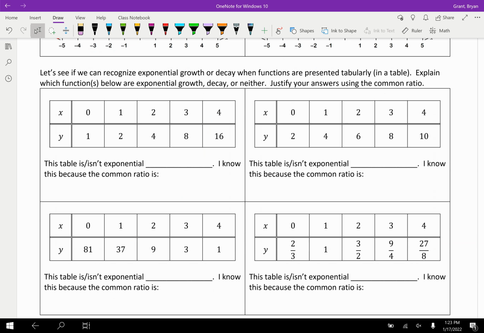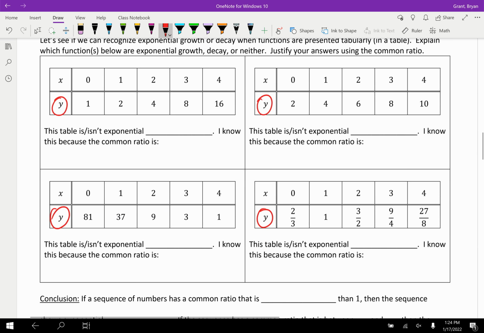Okay. We're going to decide which functions below are exponential growth, exponential decay, or neither exponential growth or decay. And we're going to justify our answers using that common ratio. Right? So why don't you go ahead and just focus on the outputs for now and see if you can find the pattern of each of the outputs, and then maybe digging back into knowledge from last class, decide if those patterns make our equation exponential or linear, and then going even further, is it growth or decay? Once you've tried these four, go ahead and unpause and we'll do a quick conclusion. Ready, set, go.